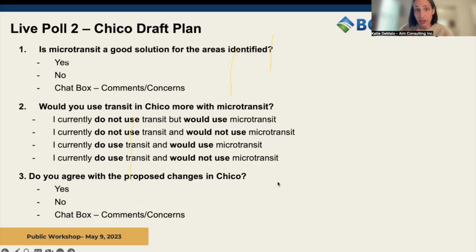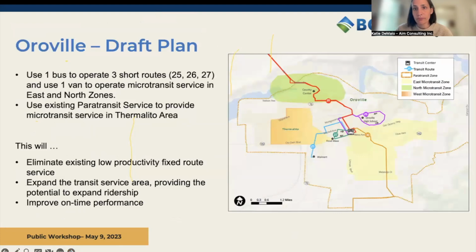Absolutely. And so again, I just shared the results here. About 80% think that it is a good solution for this area. Kind of a mixed bag with people who either don't use transit or do use it. But about 50% who do use transit would use microtransit in this area. And about 70% agree with the changes. And again, we've gotten some comments into the chat box, which is fantastic. And so with that, I'll be back here in just a little bit with our next set of polls. But for now, I'm going to move it into Oroville.